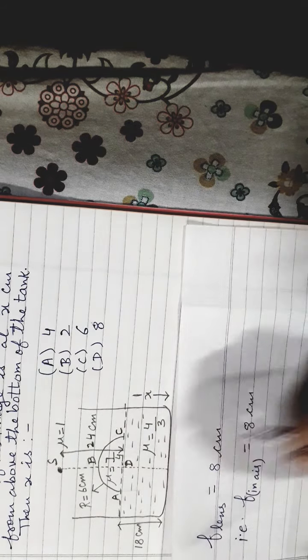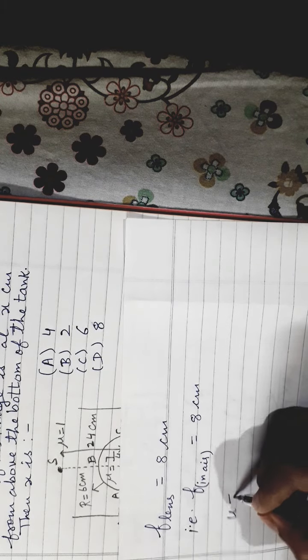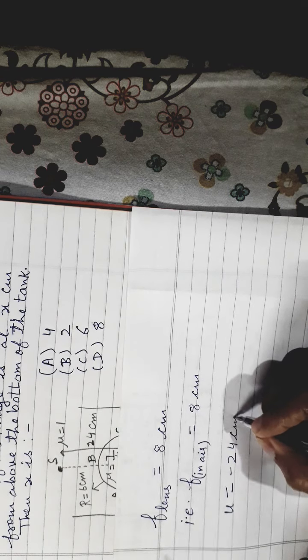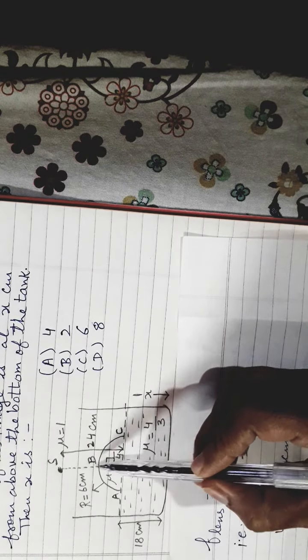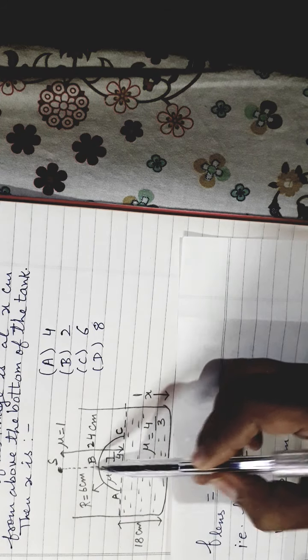Now you are given the object distance for this lens. How much is that? U is 24 centimeter. You have to take it as a negative of 24 centimeter. Why? Because the object is S and you have to measure the object distance from the pole of the lens. The pole of the lens is either B or D because they are coinciding.